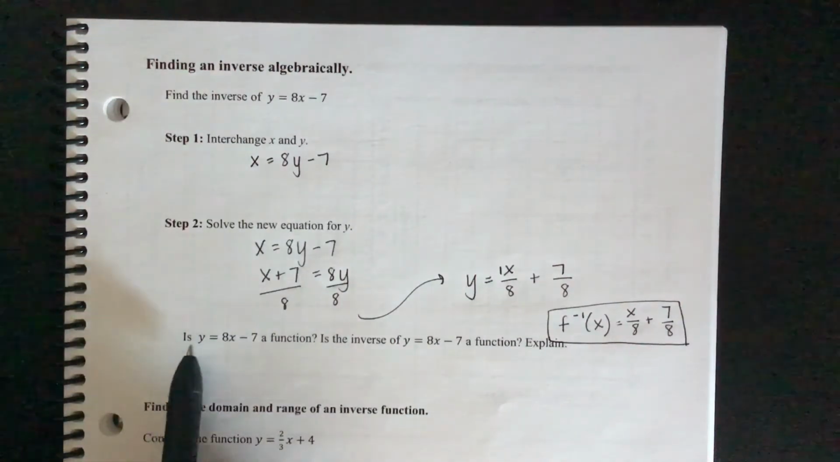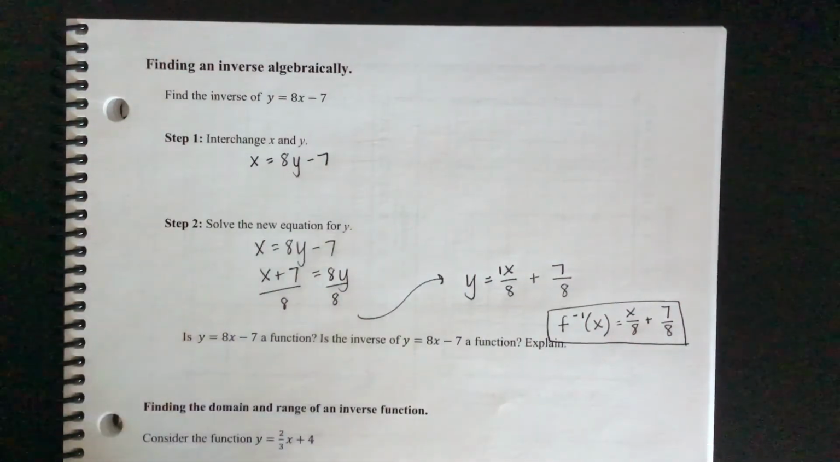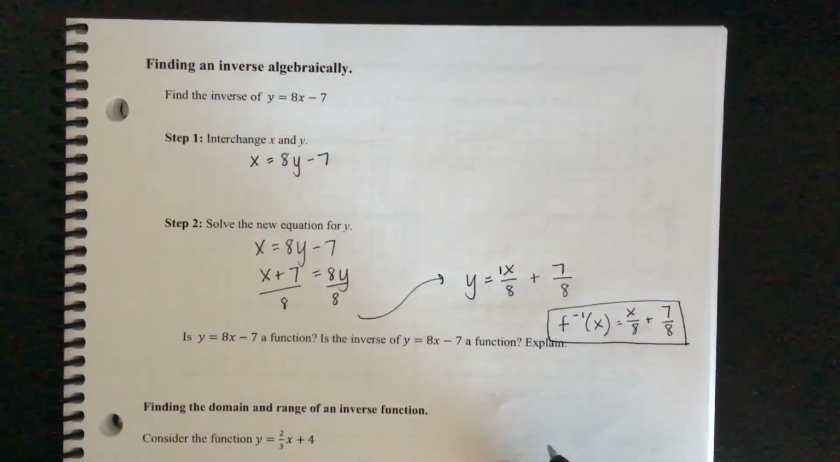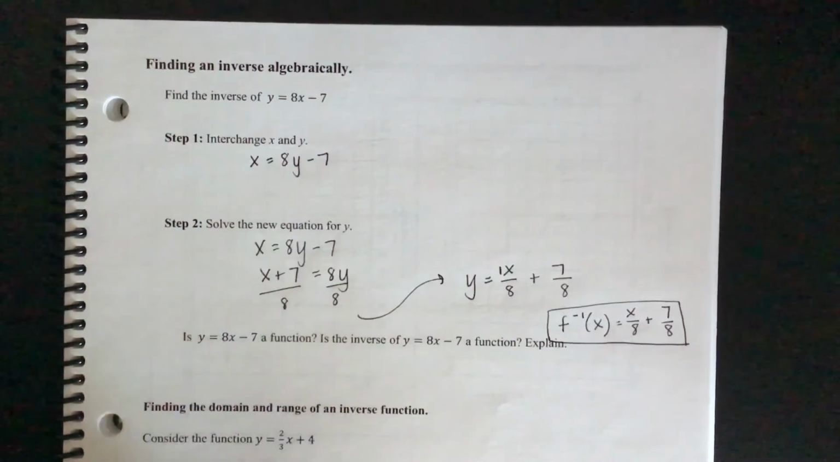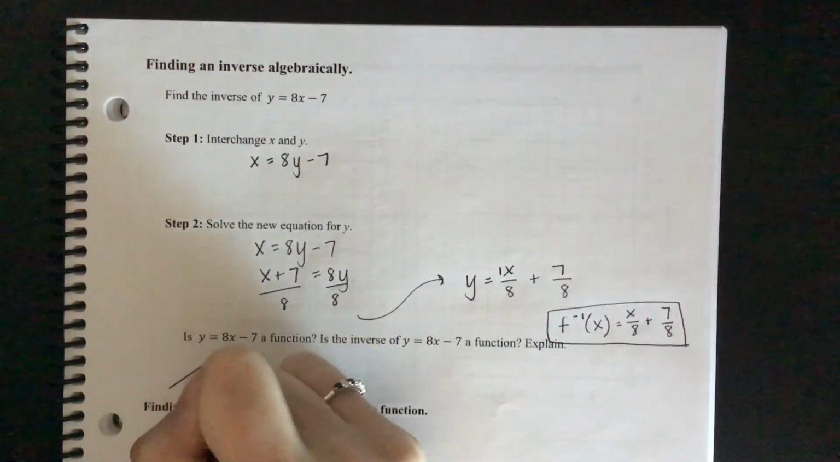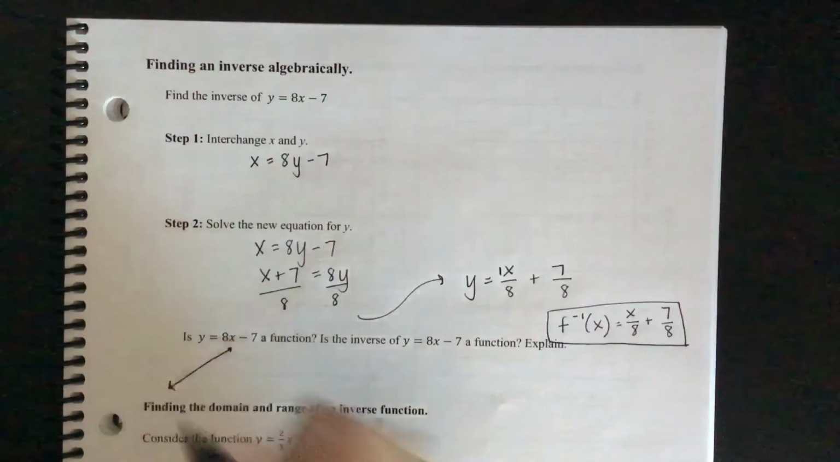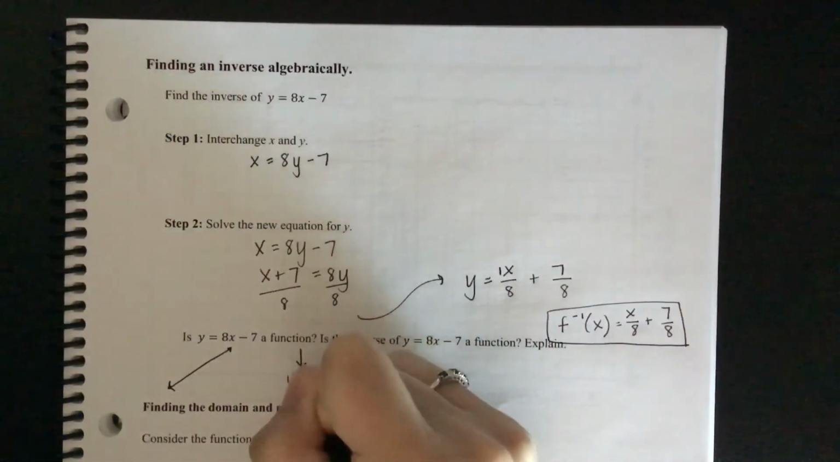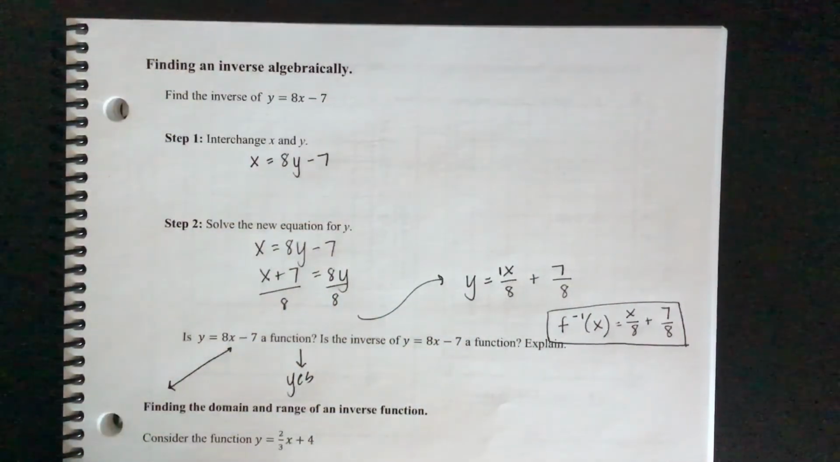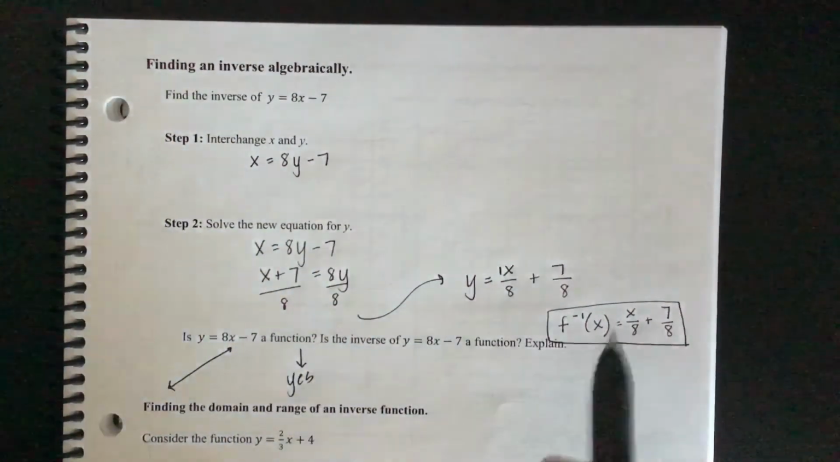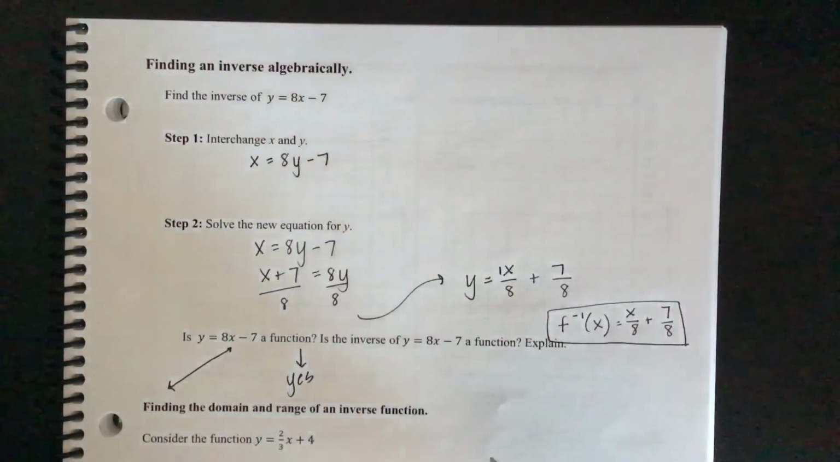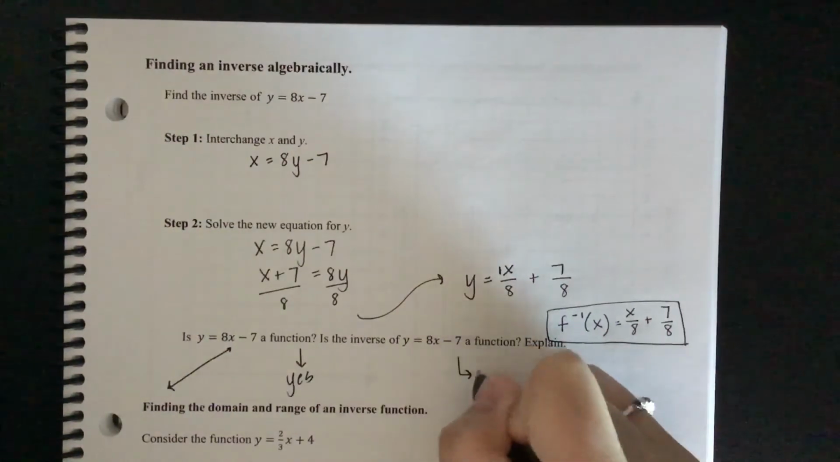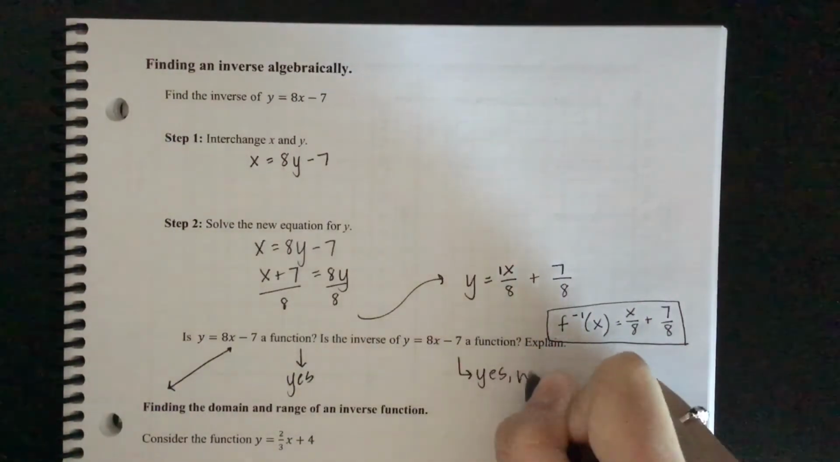Okay, is y equals 8x minus 7 a function? So would it pass the vertical line test? Well, it has a y-intercept of -7, a slope of 8. It's a linear line. It's going to go up and over for the entirety of its function. So yes, our original is a function. Here is the inverse a function? Well, I have a y-intercept and a slope. So that's also going to be a linear line, and therefore, yes, it would pass the vertical line test.